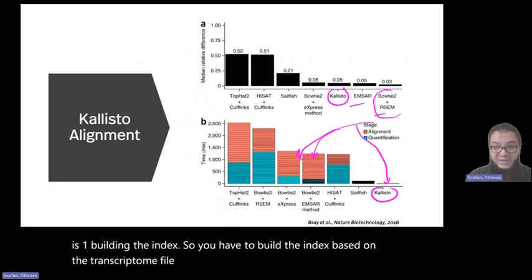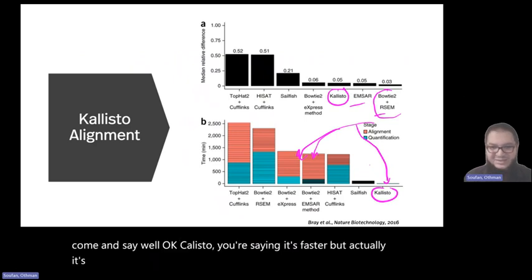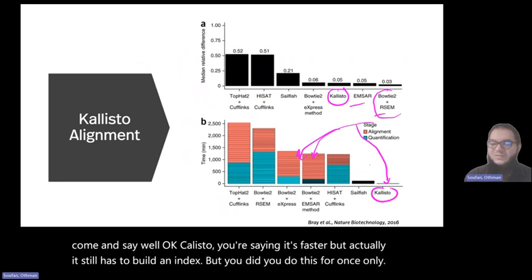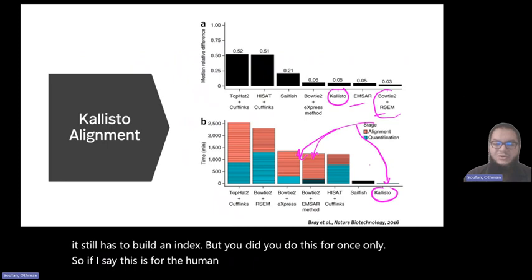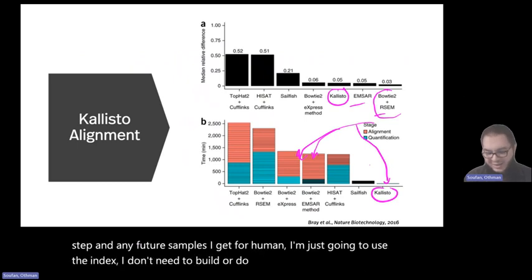So once things are ready, now someone will come and say, well, okay, Callisto, you're saying it's faster, but actually it still has to build an index. But you do this once only. So if I say this is for the human transcriptome, I do it once, this step. And any future samples I get for a human, I'm just going to use the index. I don't need to build or do this again and again and again.